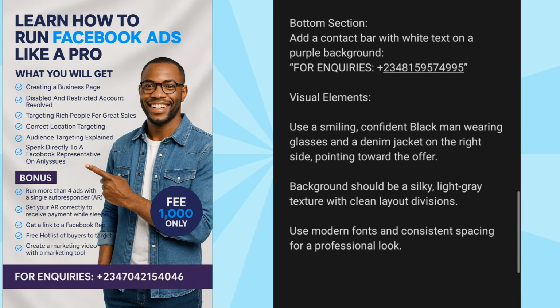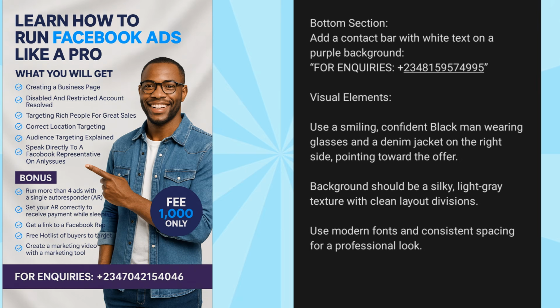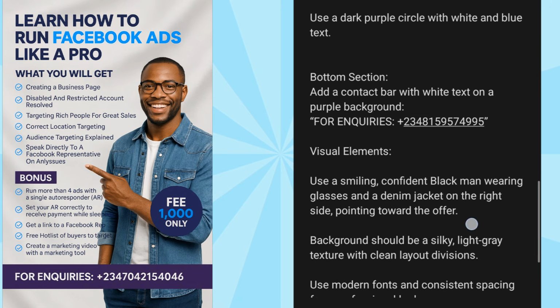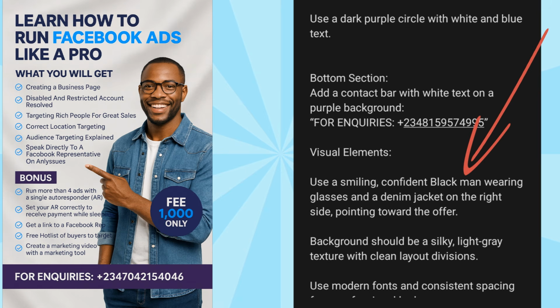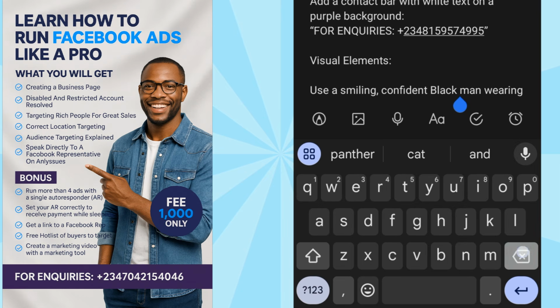Okay, now look at this. If you want to change this guy to a white guy or another person, this is where you are going to change it. Come here. Locate man here. As you can see, look at it. Use a smiling, confident black man wearing a glass. Do you understand? So you can just change this man. Come here, edit it to give you what you want.